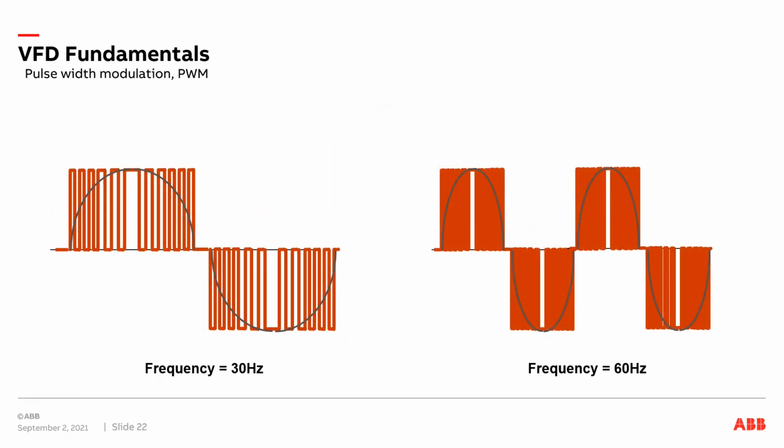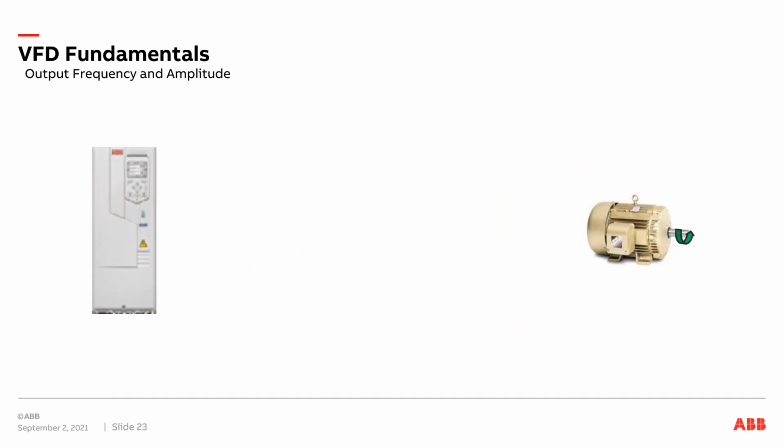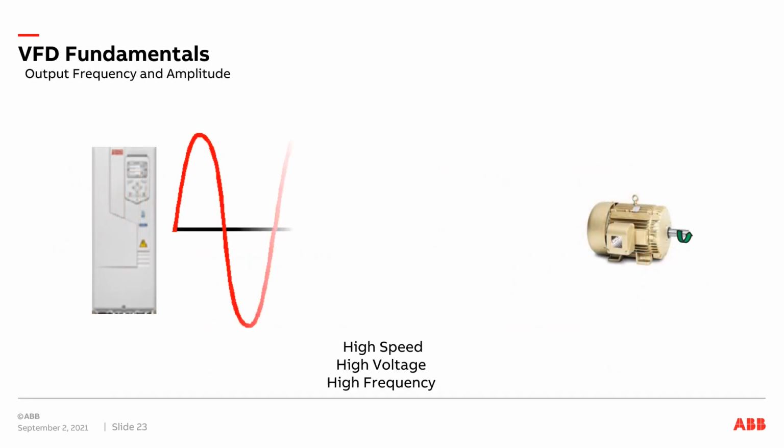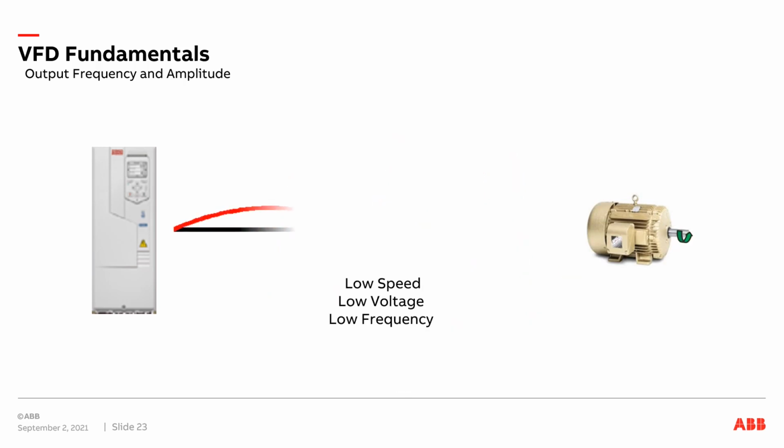For a frequency of 30 Hz, as shown on the left, or a frequency of 60 Hz, as shown on the right, it is shown by a pulse width modulation. The output of the drive to the motor, for high speeds, we need a higher voltage with a higher frequency, and if you want to slow the motor down, you change your voltage to a lower voltage with a lower frequency.